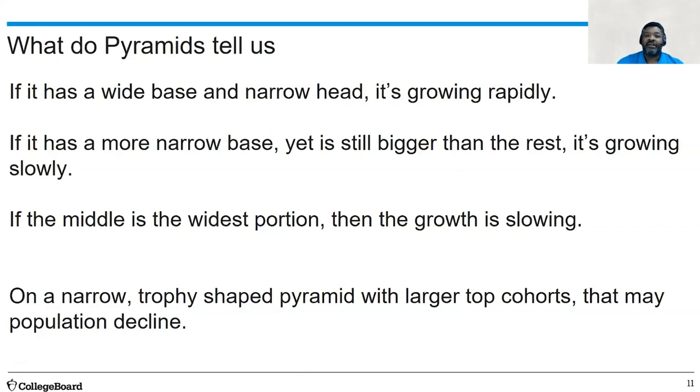If it has a more narrow base, but yet it's still bigger than the rest of the population pyramid, they still have a growing population, but their crude birth rate is starting to decline. We see this in countries like Mexico and Guatemala, which in the 60s, 70s, and 80s had an extremely wide base on their population pyramid. If the middle is the widest portion, then the growth is slowing. On a narrow, trophy-shaped population pyramid with, say, a large top cohort in the 80 to 85 range, that tells us that there is a high crude death rate and a lower crude birth rate, indicating that the population may be starting to decline.